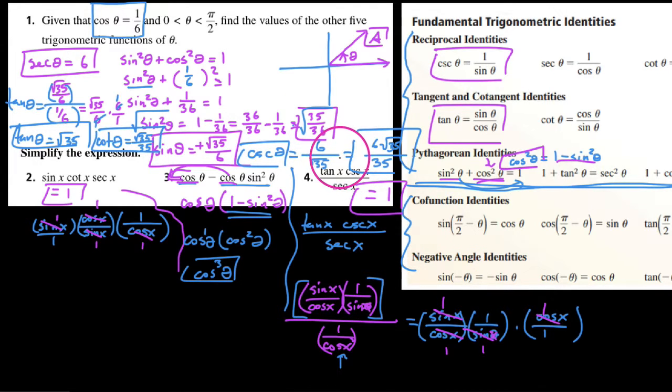So remember that when you're using your identities, the best thing to do is just plug in substitutions if you can, or do algebraic manipulation to try to simplify it and achieve an easier or simpler expression. Cheers.